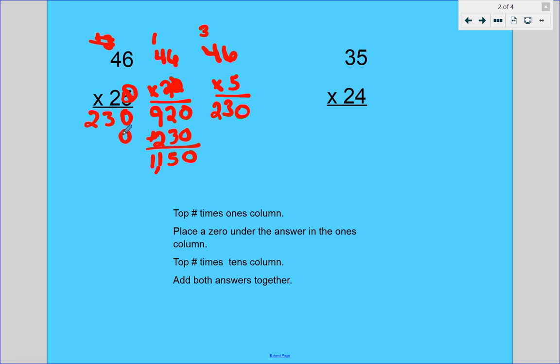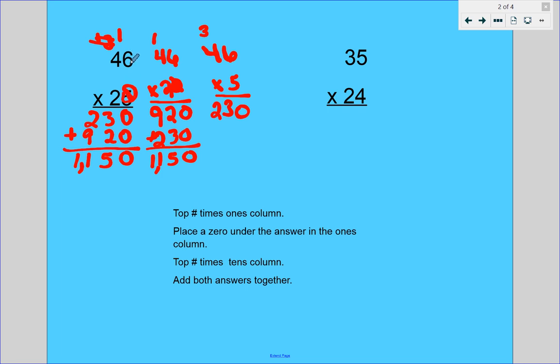But we already know that we can cross off a 0 and put it down, so we're going to start with 2 times 6 and then 2 times 4. 2 times 6 is 12. Put our 2 here. Carry our 1. 2 times 4 is 8, plus 1 more is 9. Add those two numbers together, and we get 1,150.